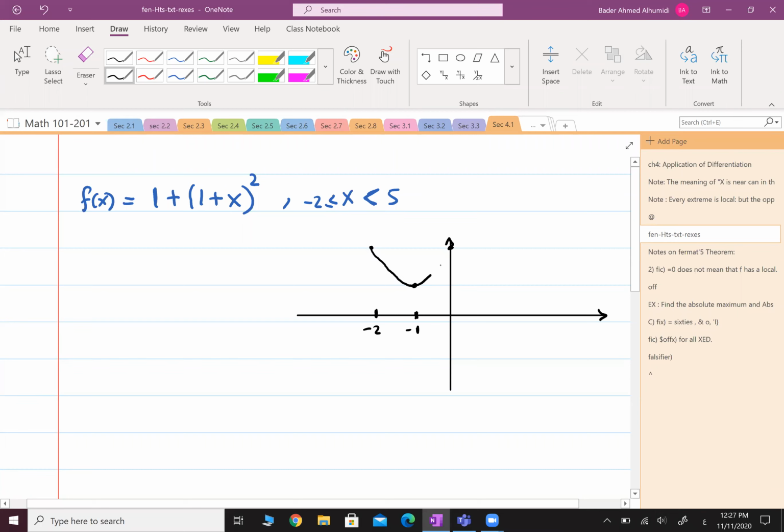It comes down to the vertex and then increases. At 5, there is not enough space to graph it. Let us assume this point somewhere here is at 5. What is the value at 5? 5 plus 1 is 6. Square it, plus 1, that will be 37. Very good. Now, this point is, as we said, minus 2 and 2.